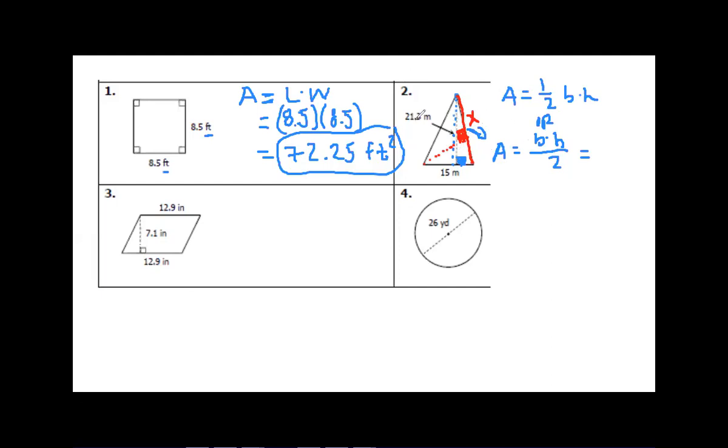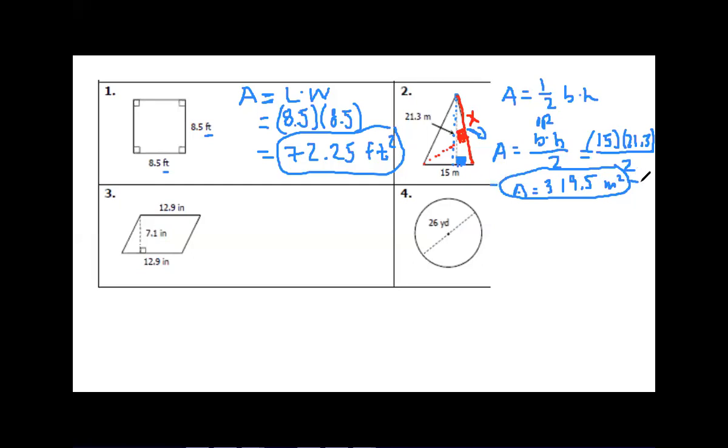Okay, so it doesn't necessarily have to be the longest base, the shortest base, whatever. It's just whatever connects a vertex down to the opposite side at a 90-degree angle. That's what you're going to multiply together, the base times the height. So here we have 15 times 21.3, and we're dividing all of this by 2. And then that's going to give us an area. So this gives us an area of 319.5 meters squared.